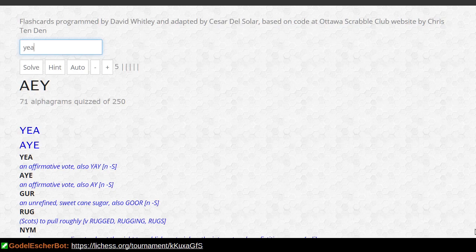I think yi to yin? No, that's not valid. Heck if I know. Hint, hint. What could this mean? Oh, it's Scots dictionary. YAE. It's another way to spell one. Cool.